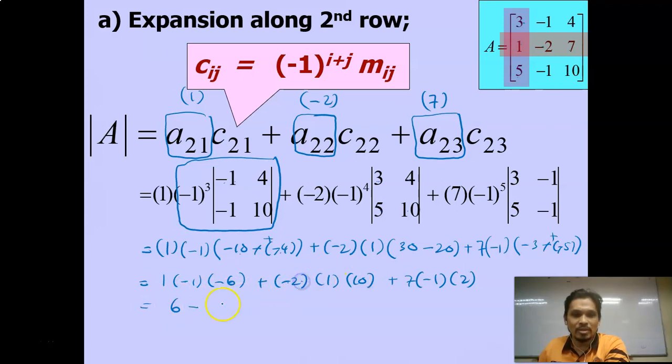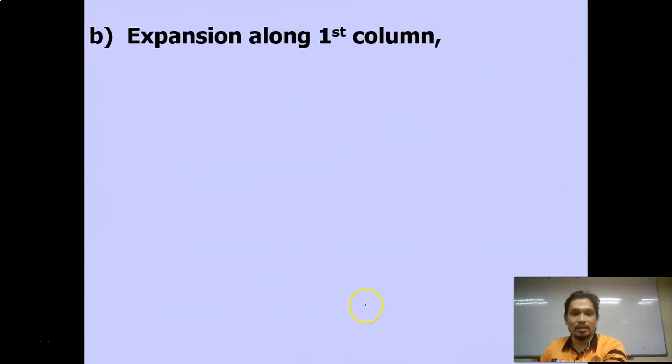Negative 2 times 10 is negative 20, and 7 times 2 is 14, with the sign giving negative 14. So then 6, negative 20 minus 14, negative 34, plus 6, negative 28. Let's see: expansion along the second row gives a result of negative 28.